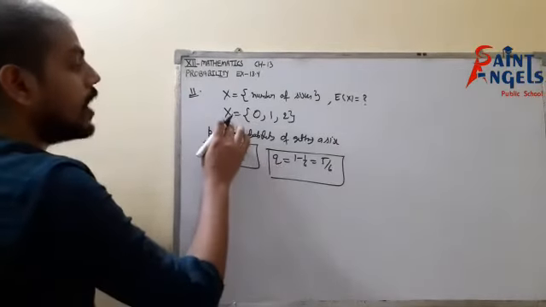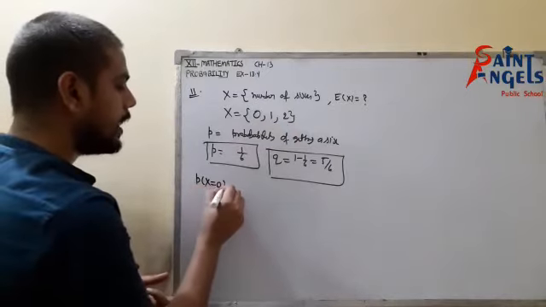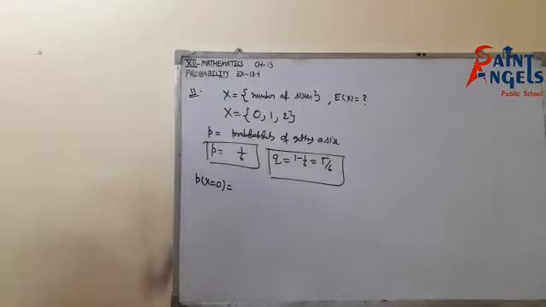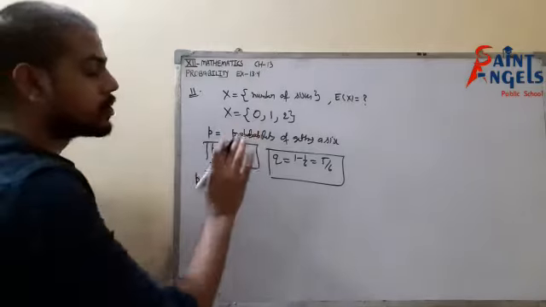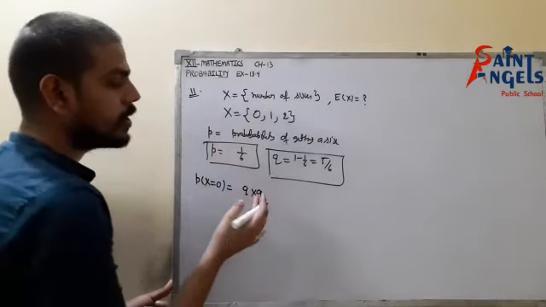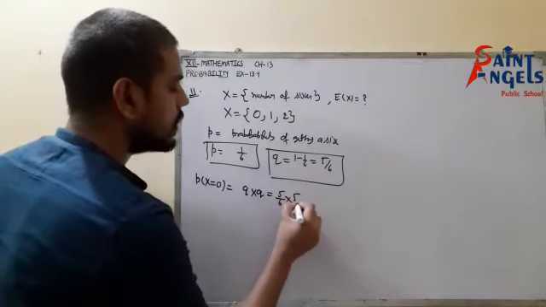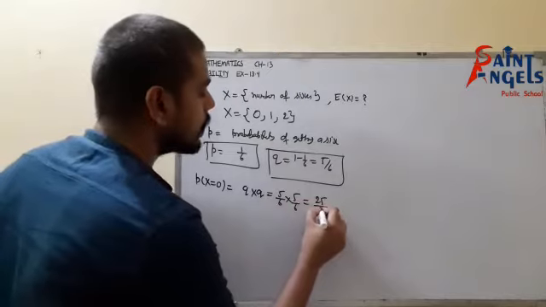Now we have x equals 0, 1 and 2. So first of all, the probability of x equals 0. It means that on both dice there is no 6. It means q into q. We don't get any 6s. It means 5 by 6 into 5 by 6, that is 25 by 36.